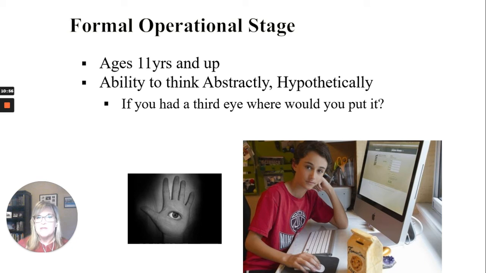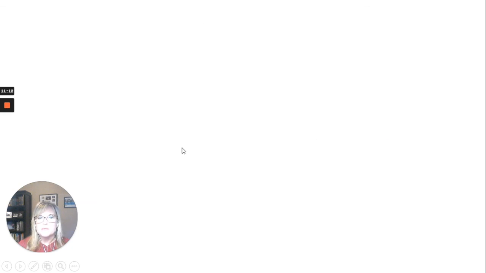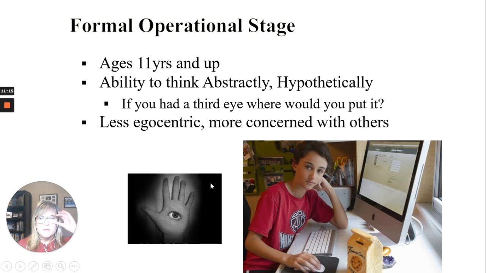If you asked them, if you had a third eye, where would you put it? What would you use it for? A bunch of teenagers, even us as adults, could probably figure out some good ideas to use that. But you ask a younger kid, they'd be like, well, that's not possible. Why would we do that? So they're much less egocentric during adolescence and much more concerned with other people as well. And so that's the formal operational stage.